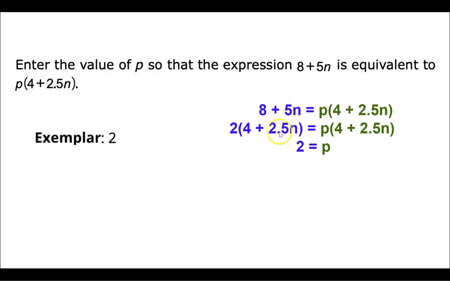And so we see that we have the same structure. We have a number that's outside, which is 2, and you have a p that's outside, and within the parentheses it's exactly the same. You have 4 plus 2.5n, which is the same thing on the right side. Thus, p is equal to 2. That is how you can get to that answer.